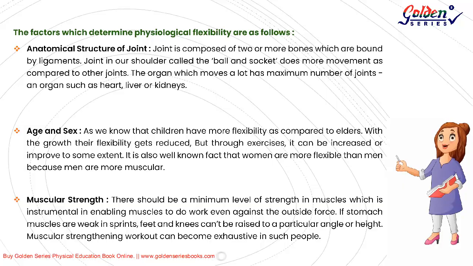Anatomical structure of joint. A joint is composed of 2 or more bones which are bound by ligaments. The joint in our shoulder, called the ball and socket, does more movement as compared to other joints. The organ which moves a lot has the maximum number of joints, unlike organs such as heart, liver or kidneys.